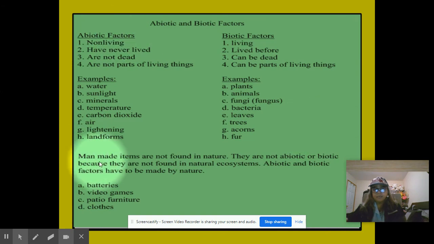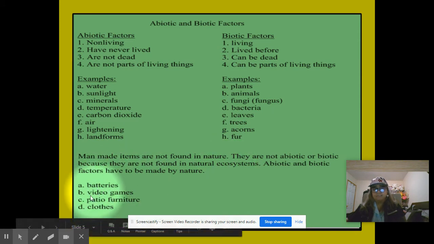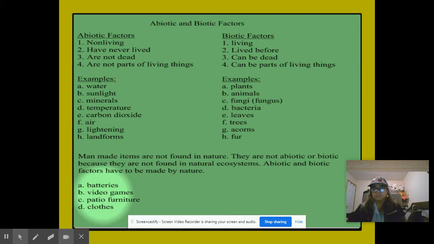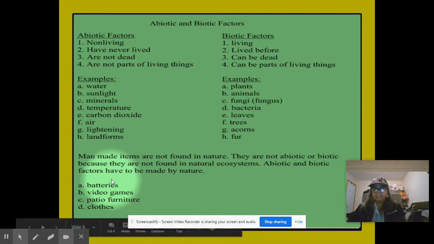Now, there's a special thing or footnote here. Make sure that you remember this. Man made items are not found in nature. You know that. They are not abiotic or biotic because they are not found in natural ecosystems. So, if we have examples like batteries, video games, patio furniture, and clothes, you cannot classify them as biotic or abiotic for that matter. Or you might say, oh, abiotic, non living things. We have clear definitions as to the origin, right? So it must come from nature.